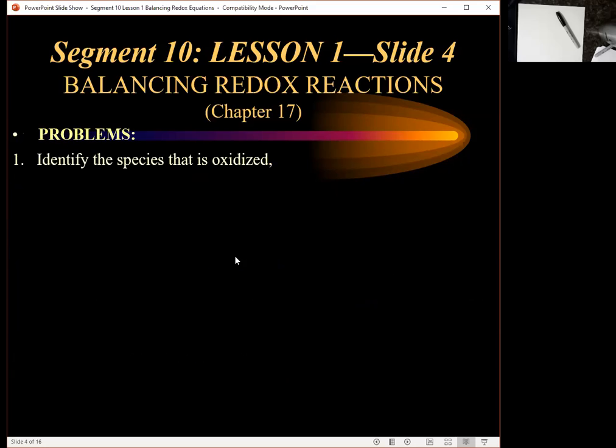All right, let's look at some problems now. We want to identify the species that is oxidized and the one that is reduced.